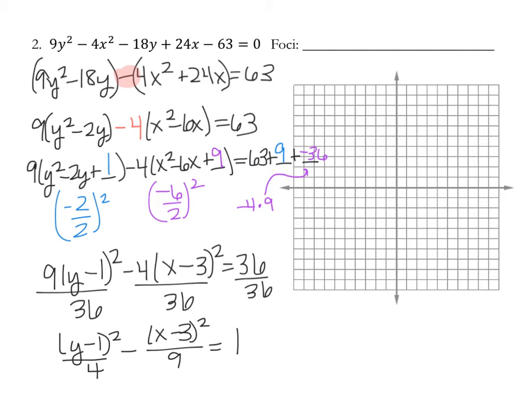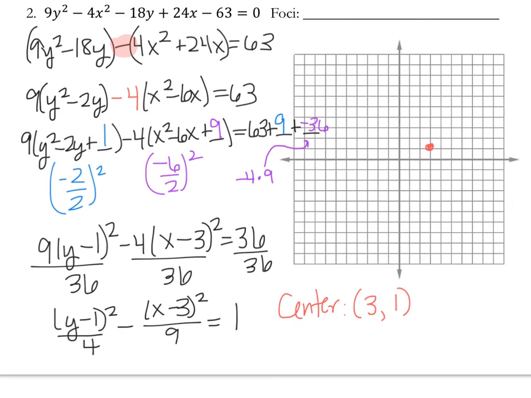And now we need to find the center. Be careful with this one because this is in reverse order. Make sure when you find the center, just like we did yesterday, you do the x value first, which would be +3, and the y value second, which would be +1. So we're going to go over 3 up 1, and that's the center.